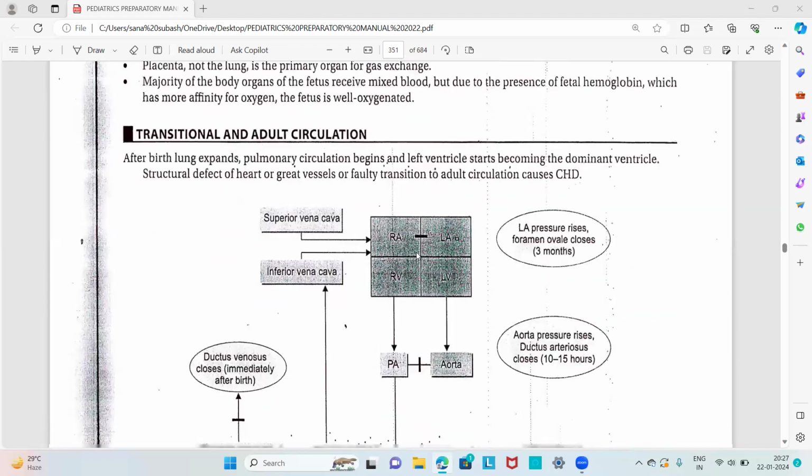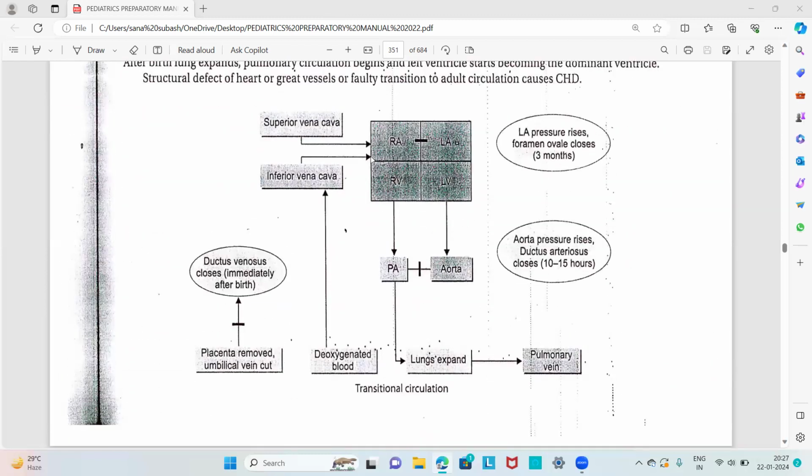Then after birth, what changes happen to the fetal circulation? After birth, the ductus venosus closes immediately, so there will not be any connection. Then the aortic pressure rises, and the ductus arteriosus also closes in 10 to 15 hours after birth. Then the lung expands, which causes blood to flow into the lungs. Then the left atrial pressure rises and the foramen ovale closes. So these are the four changes that happen after birth.